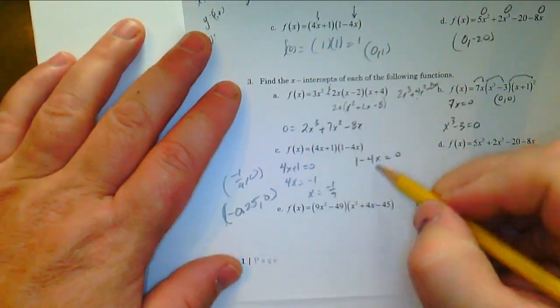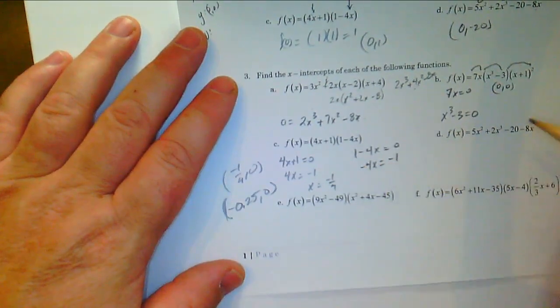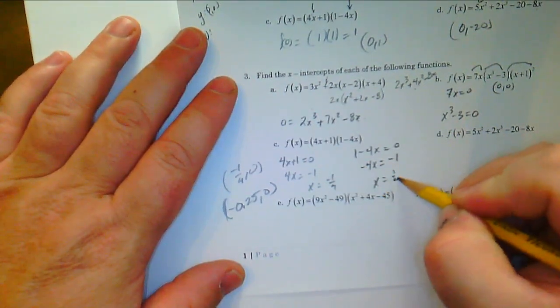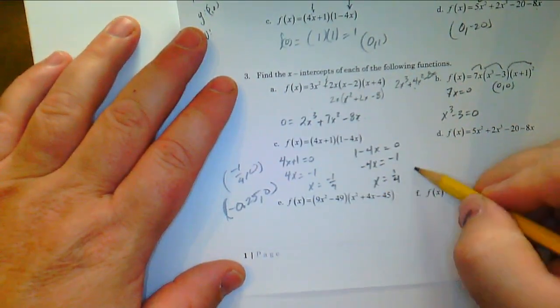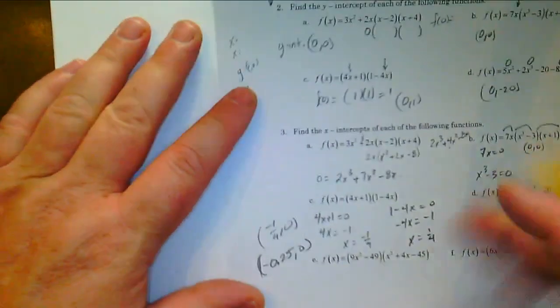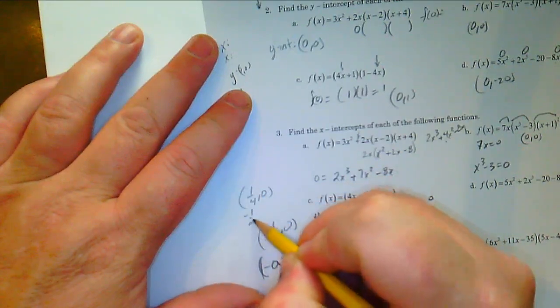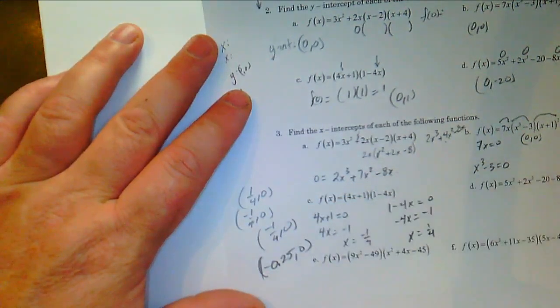For this one, we're going to subtract 1, right? And then when you divide by 4, you're actually going to get a +1/4. So there's our other x-intercept. It's going to be 1/4, 0. So we have 2 x-intercepts for this one right here. We have 1/4, 0, and we have -1/4, 0. Those are our 2 answers for that one.